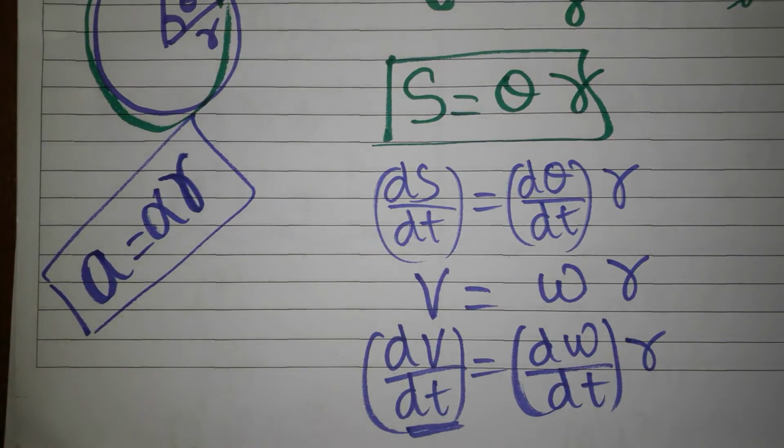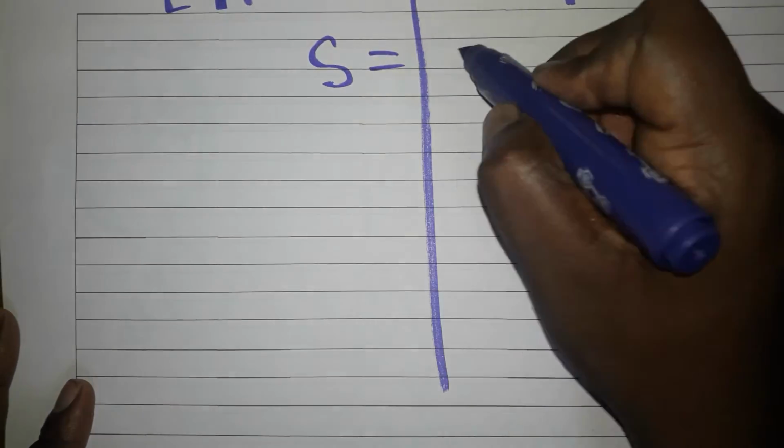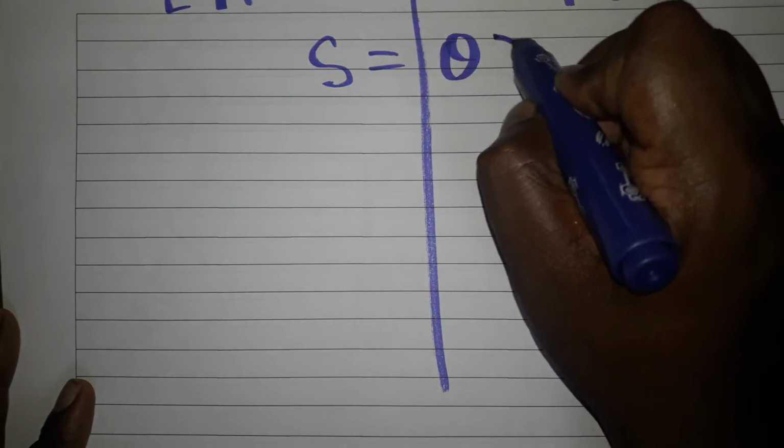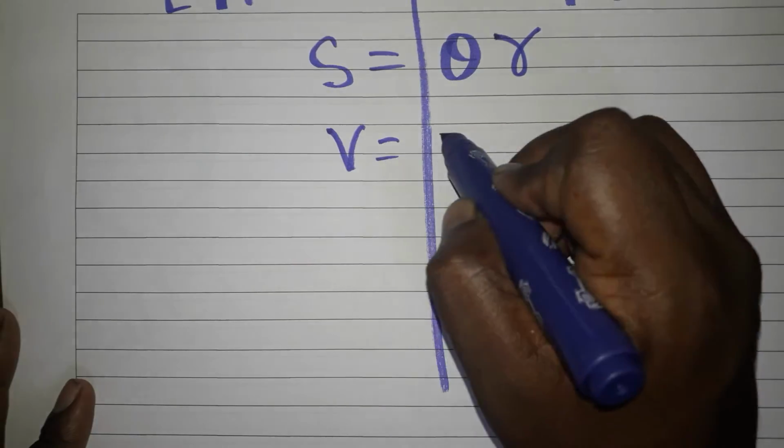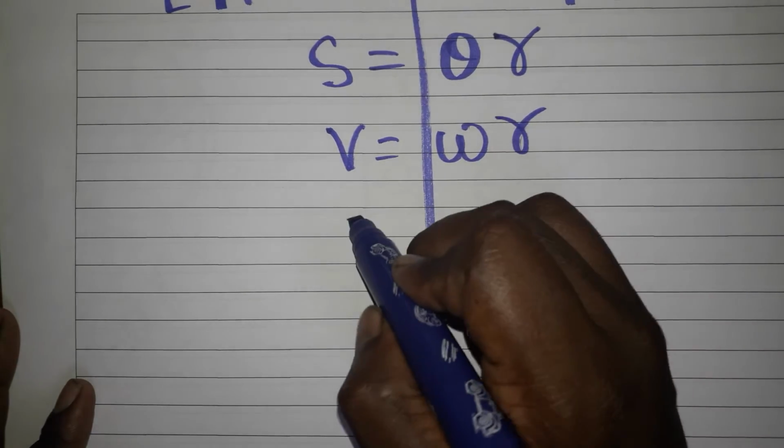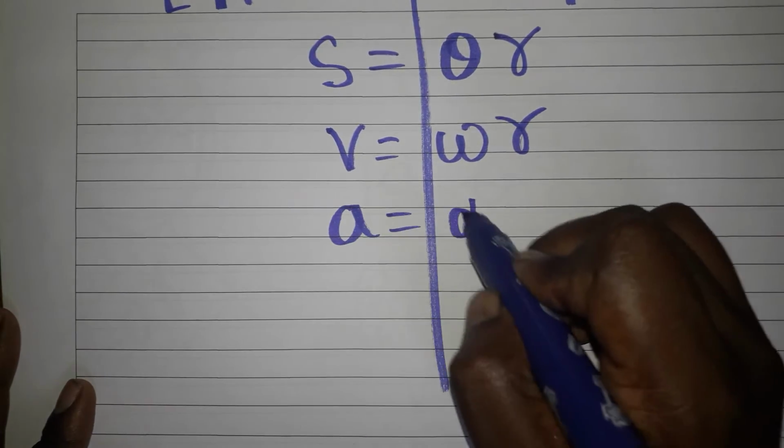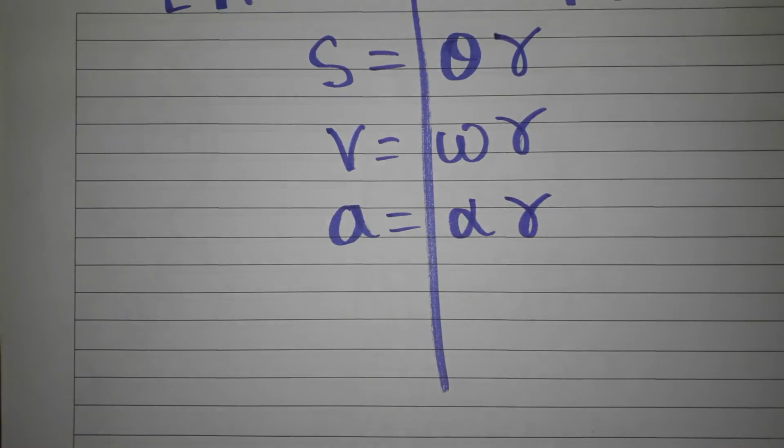Finally we concluded the relation between linear motion and rotation motion. This side is linear motion, this side is rotation motion. The common relations are: s is equal to theta times r, v is equal to omega times r, a is equal to alpha times r. That is the common relation we discussed.